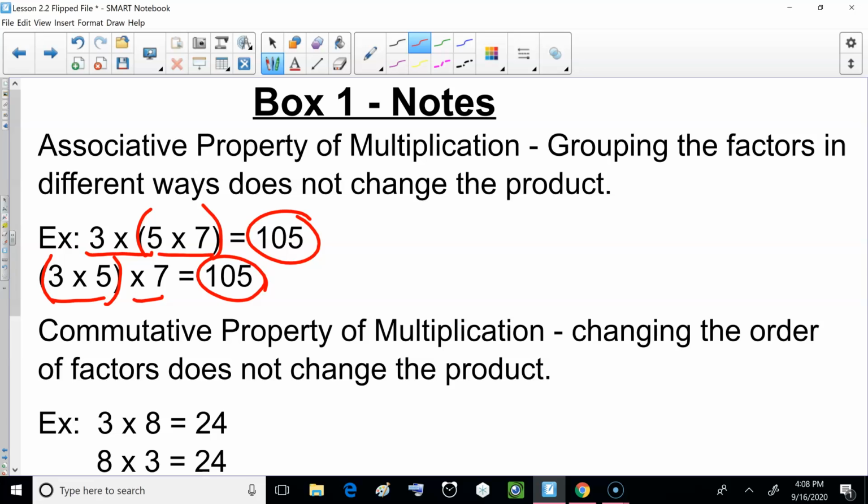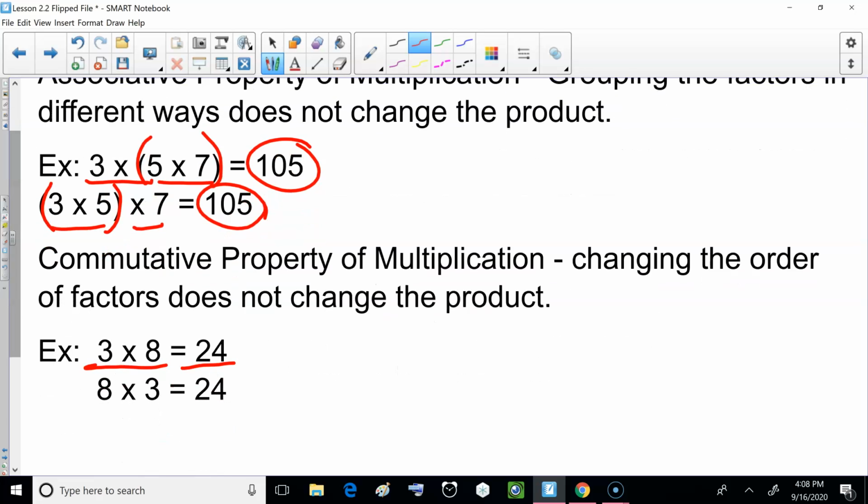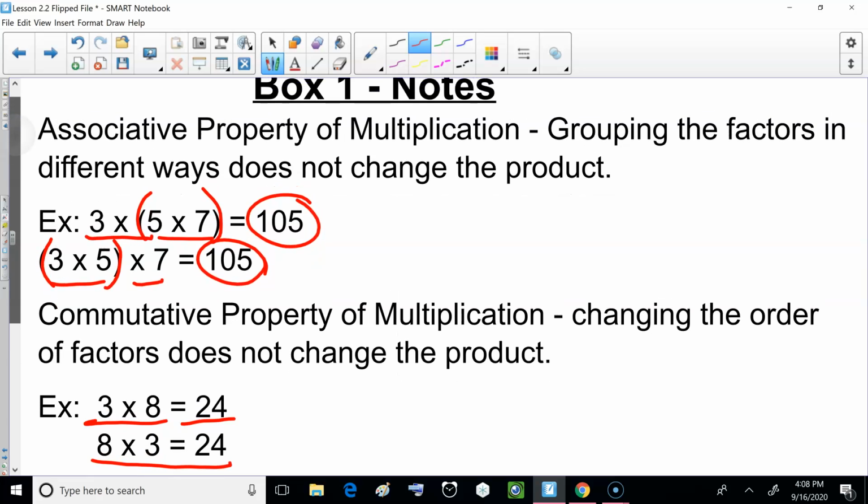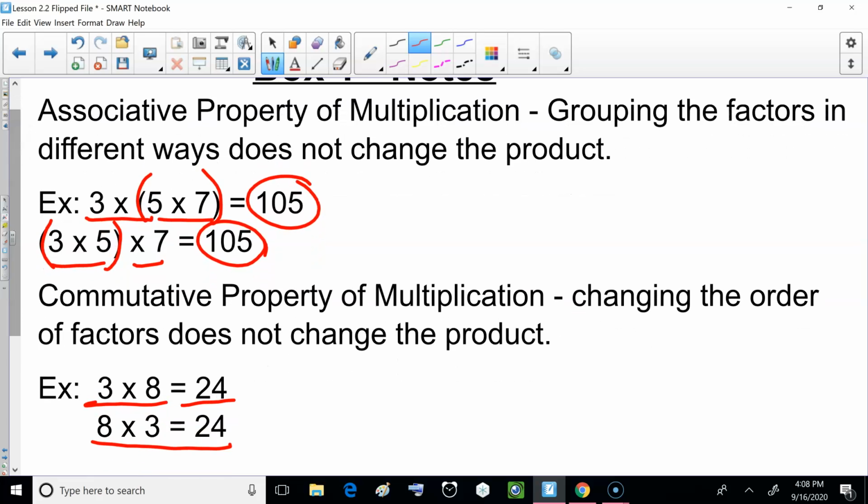The other thing is the commutative property of multiplication: changing the order of factors does not change the product. We've learned that 3 times 8 equals 24, and 8 times 3 also equals 24. So even though the factors change, the product still remains the same. Once again, in your notebooks, you can pause the video right now and write down the associative property of multiplication and what it is, and the commutative property, as we continue our math vocabulary and learning.